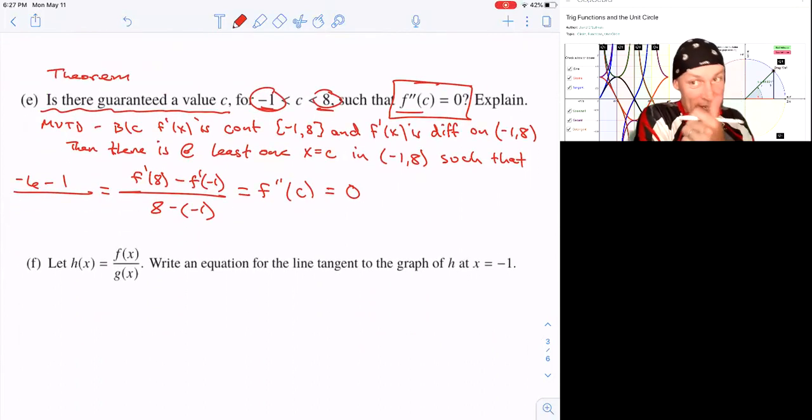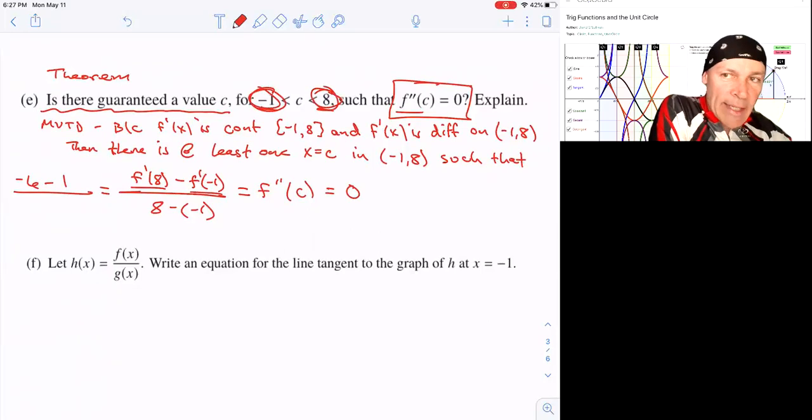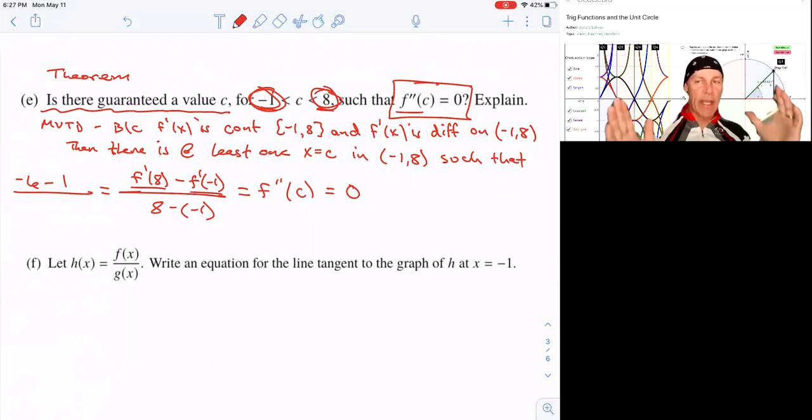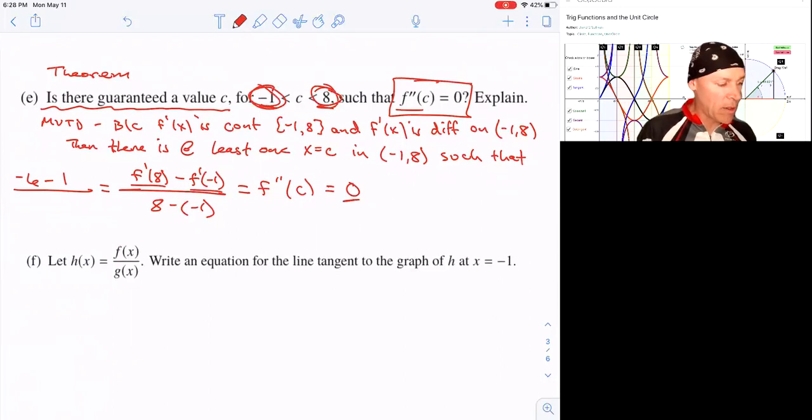Oh, okay. I see what's going on here. I got a little carried away. I was only looking at the endpoints of the interval that I'm given here. Well, I can be anywhere within that interval from -1 to 8. And I know this has got to work out to be 0, so my numerator here has got to be 0.